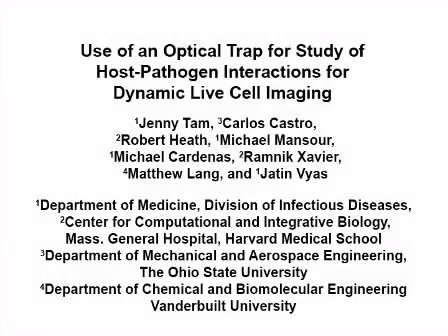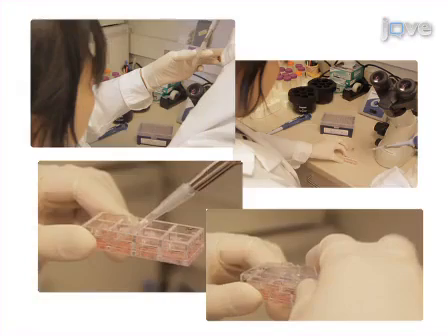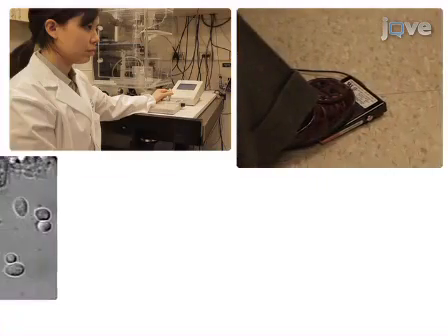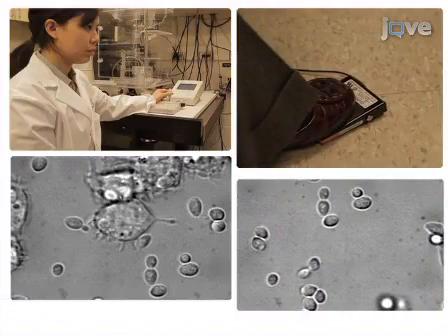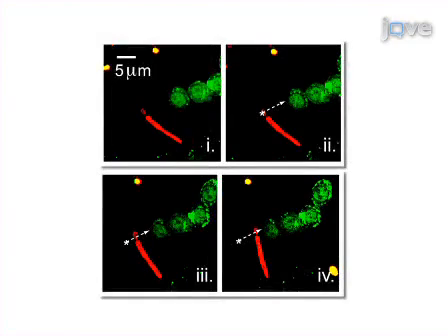The overall goal of the following experiment is to use optical trapping combined with spinning disk confocal microscopy to observe host-pathogen interactions in real time. This is achieved by first adding the pathogens of interest to a chambered cover glass. Next, a particle is selected and captured with the optical trap. Finally, the particle is directed to the cell of interest.